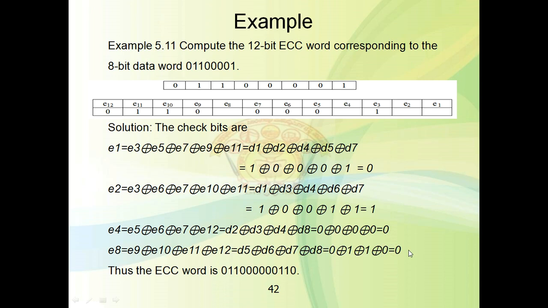Now put these values into their respective memory locations: e1 is 0 at the 1st place, e2 is 1 at the 2nd place, e4 is 0 at the 4th place, and e8 is written at the 8th place. In this way you get the ECC word 1 0 1 1 0 0 0 0 1 1 0. So this is about how to write the ECC word.